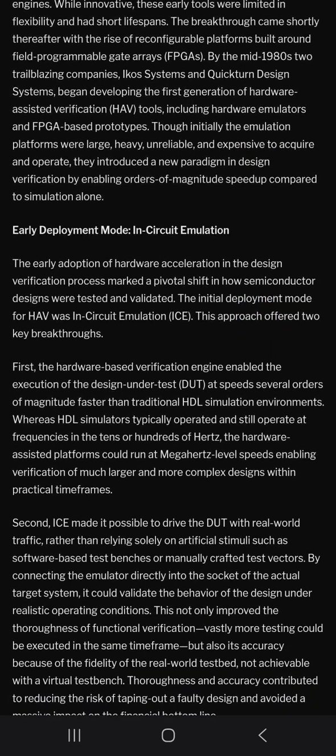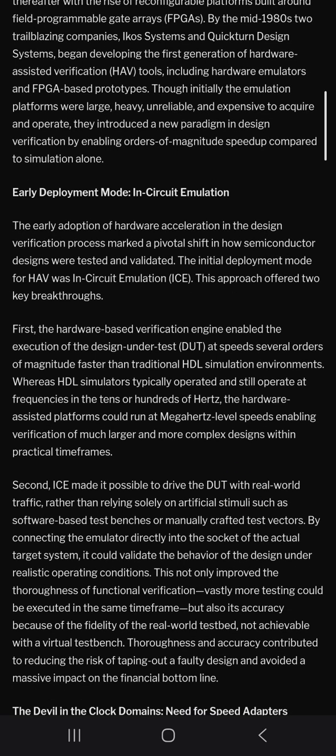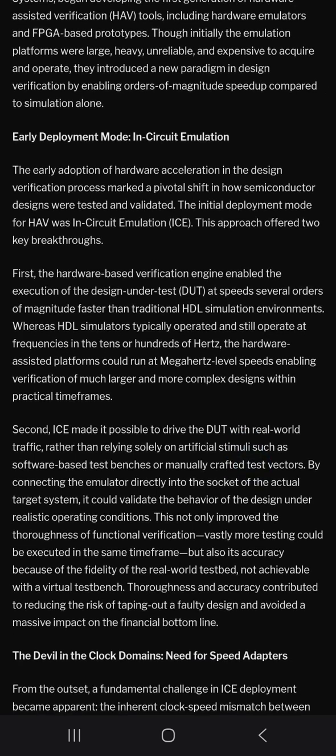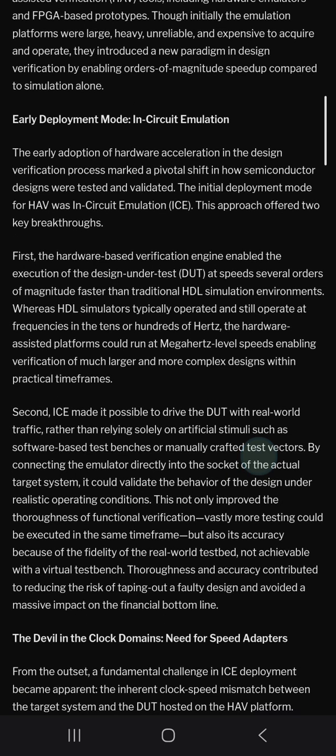Early deployment mode: in-circuit emulation. The early adoption of hardware acceleration in the design verification process marked a pivotal shift in how semiconductor designs were tested and validated. The initial deployment mode for HAV was in-circuit emulation. This approach offered two key breakthroughs. First, the hardware-based verification engine enabled the execution of the DUT, design under test, at speeds several orders of magnitude faster than a traditional HDL simulation environment.